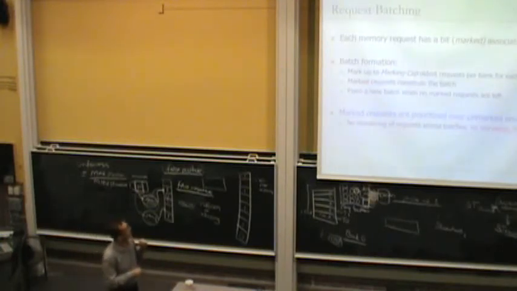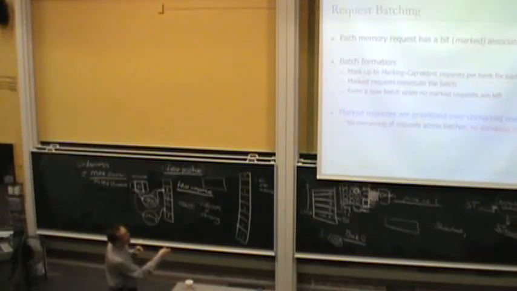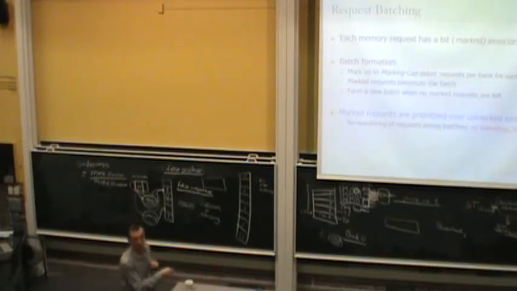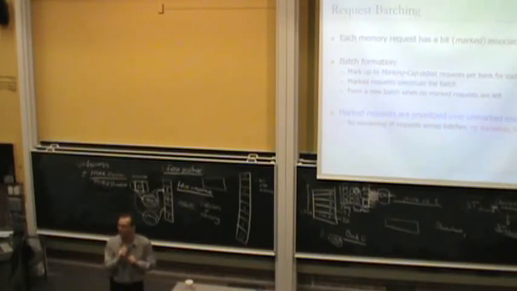Now let's go through the implementation very quickly. How do you do batching? This is very simple. Each memory request has a mark bit associated with it. And when the controller is ready to form a batch, which means that there are no requests in the previous batch, it basically goes and looks at its queue and marks up to a number of requests, oldest request per bank for each thread. And these marked requests constitute the batch. And these requests are always prioritized over unmarked ones. And we figured out why this is good, right? Because you never reorder a younger batch over an older batch.